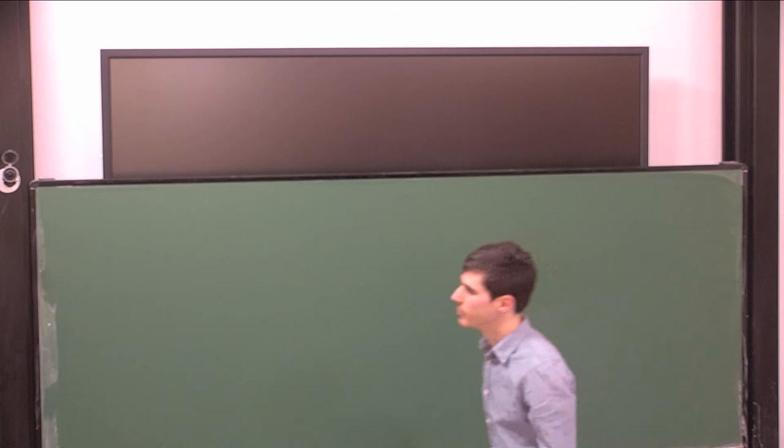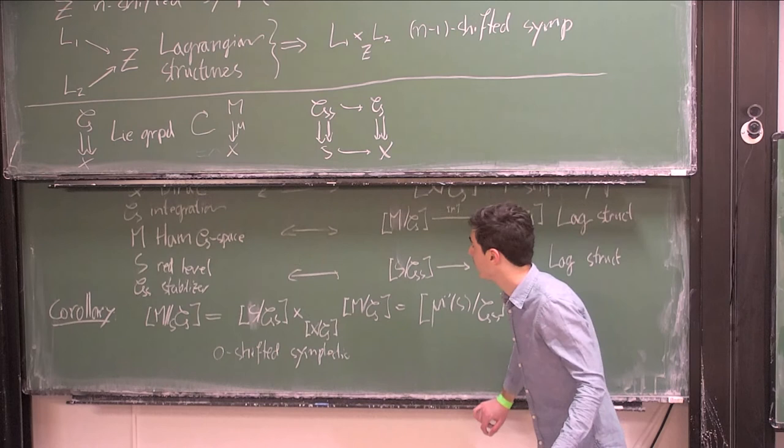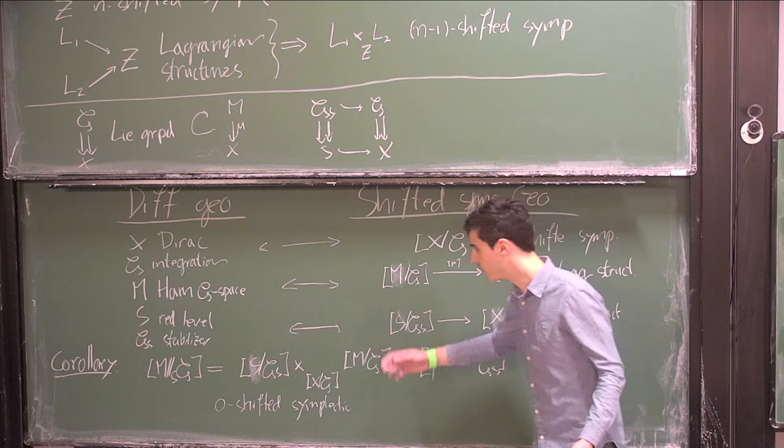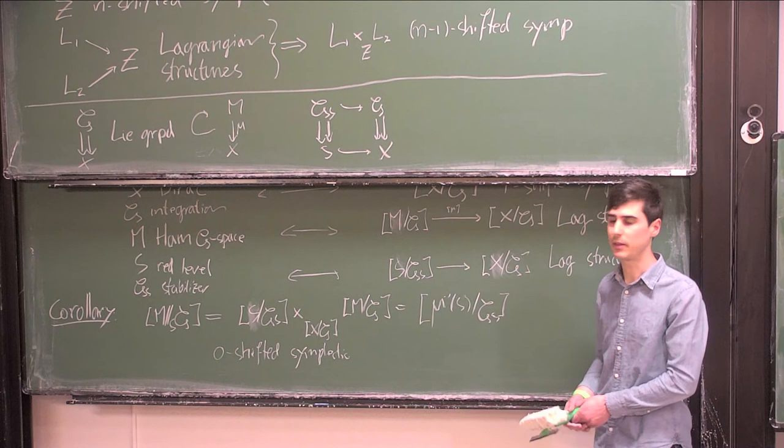Also, as another remark, this is the simplest case where you just have one module, but if you have two actions of G and H, as we had before, you can construct the Lagrangian structure on this quotient stack, so that you can view this as a Hamiltonian H-stack, in a sense. I don't really have time to go into that.